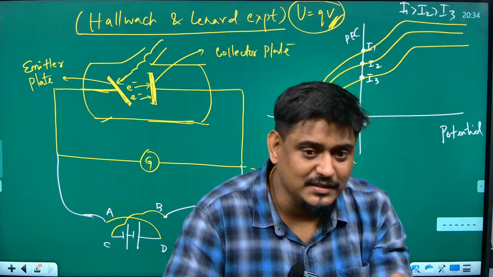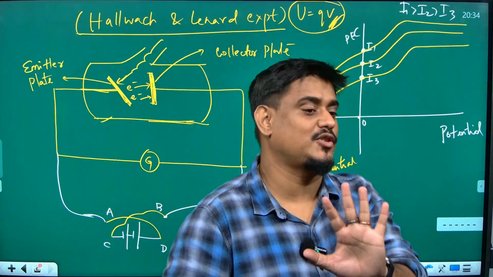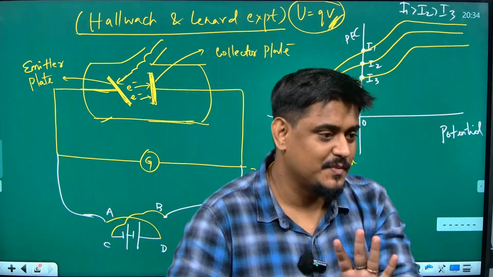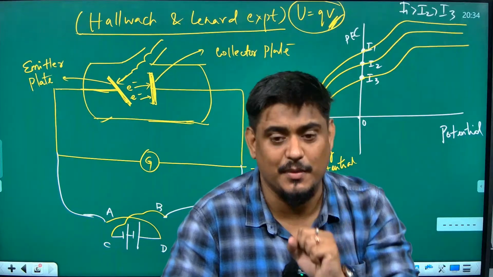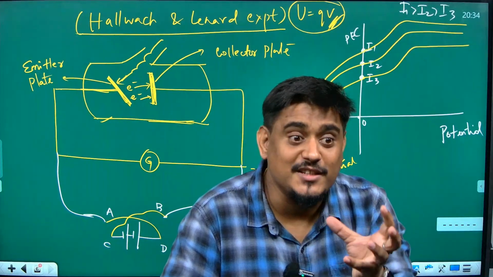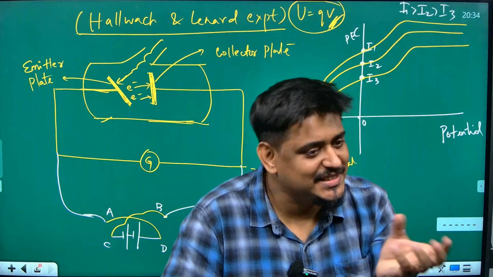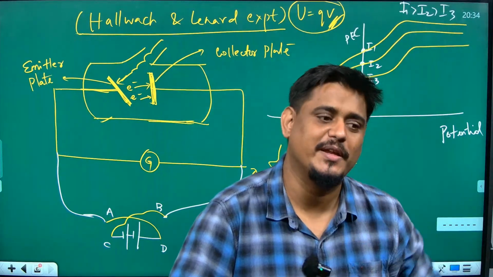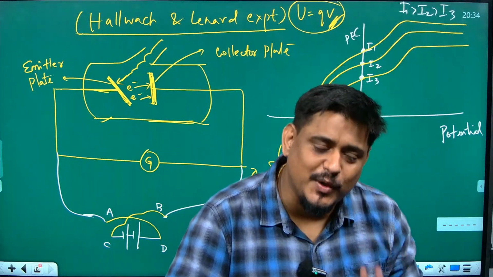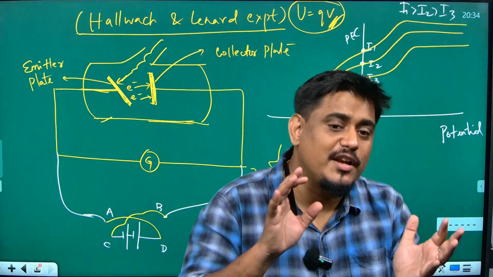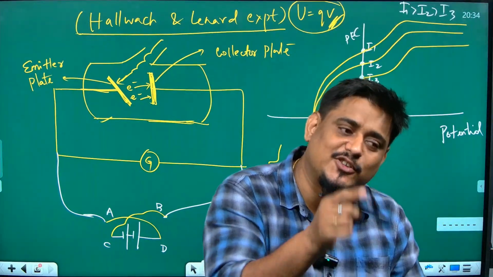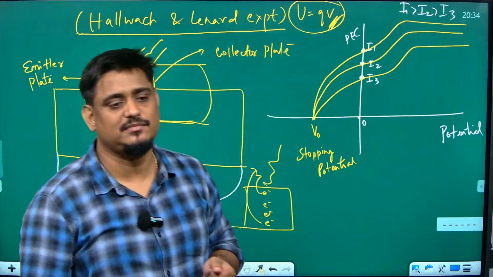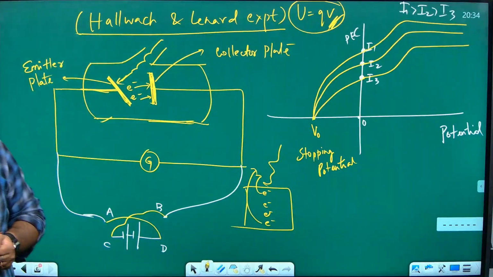In I1, I have 500 watts of intensity. 500 electrons came out. But what is the range of kinetic energy? Same, 0 to 10 joule only. That's why what we need to stop it is also 10 joule for all three. Are you getting the observation?